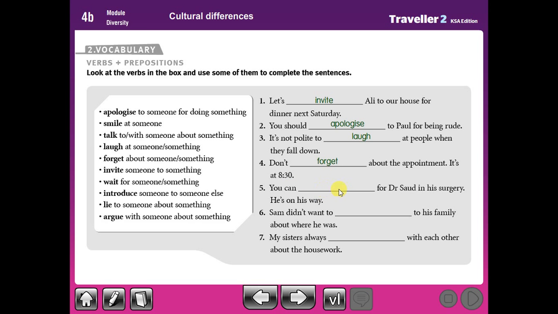You can wait for Dr. Saud in his surgery. He's on his way. Sam didn't want to lie to his family about where he was. My sisters always argue with each other about the housework.